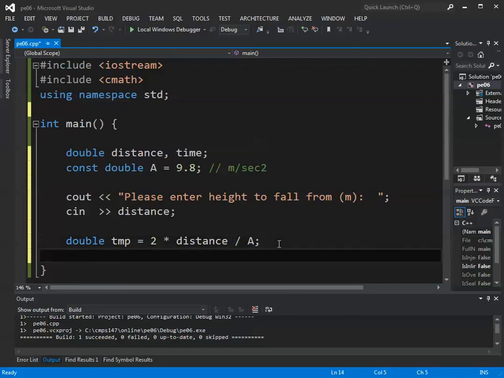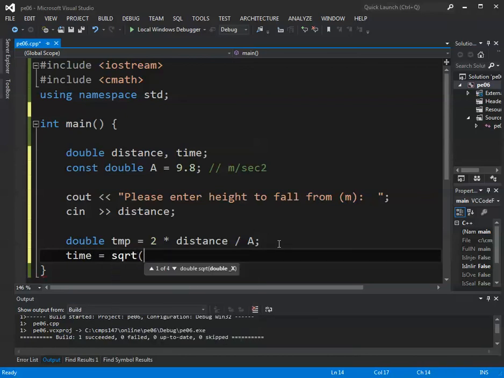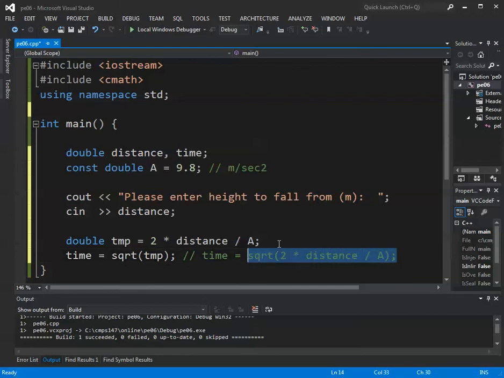Once I have that, I can say my output time is equal to square root of temp. Now, if I want to go ahead and instead write this, time equals square root of 2 times distance divided by a, that's perfectly acceptable as well. So whether you like to use these temporary variables or not is up to you. As equations get larger, most people start to include more and more temporary variables.